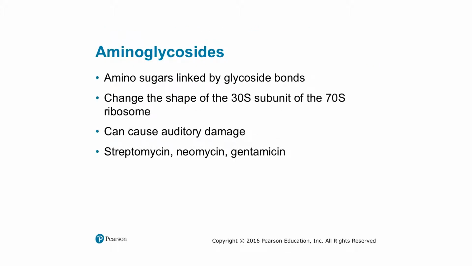Aminoglycosides, these are when amino sugars are linked by glycoside bonds. They change the shape of the 30S subunit of the 70S ribosome, and they can cause auditory damage if they're given too high of concentrations. So you can get streptomycin, neomycin, and gentamicin here, and so if you give too much, you can actually cause some type of deafness.